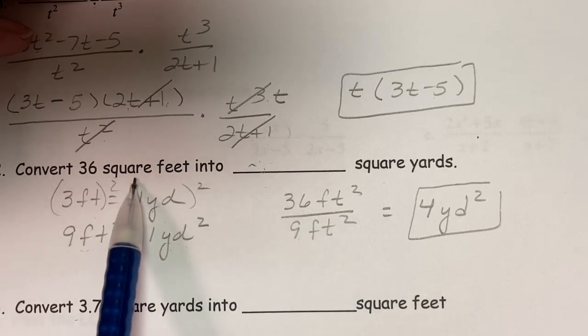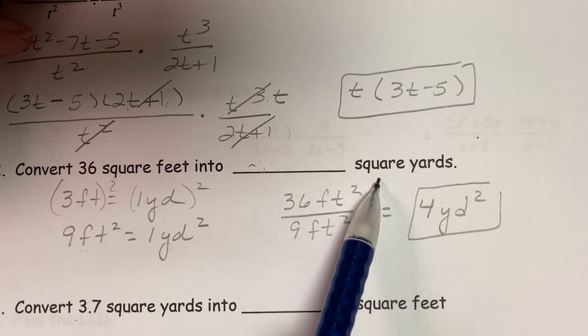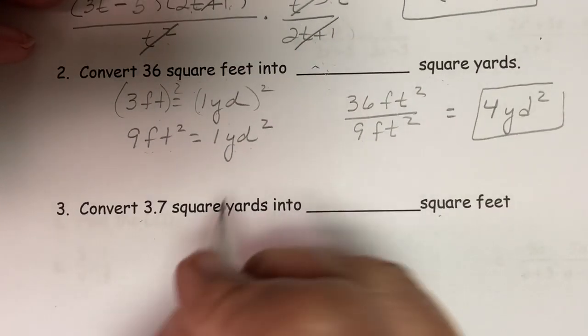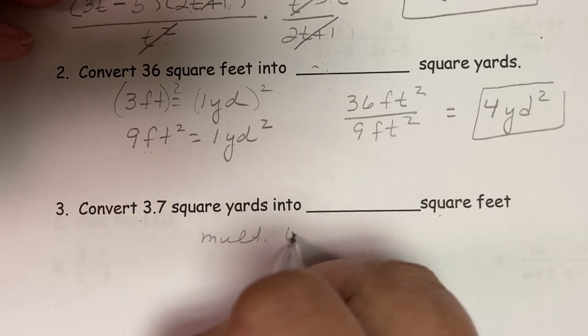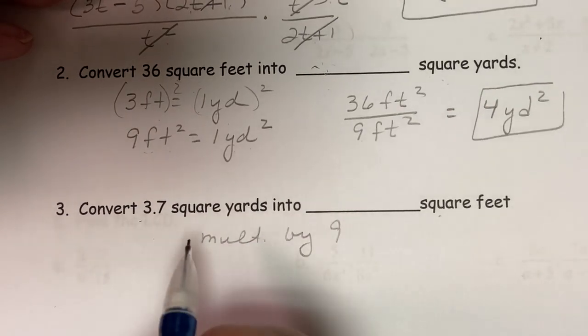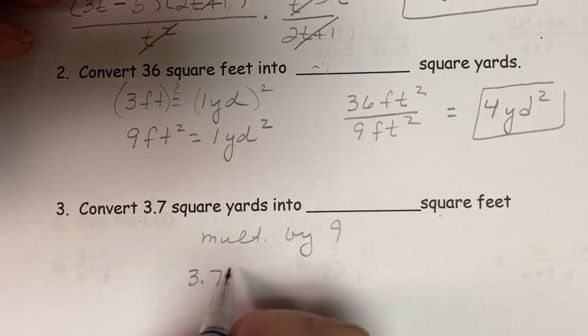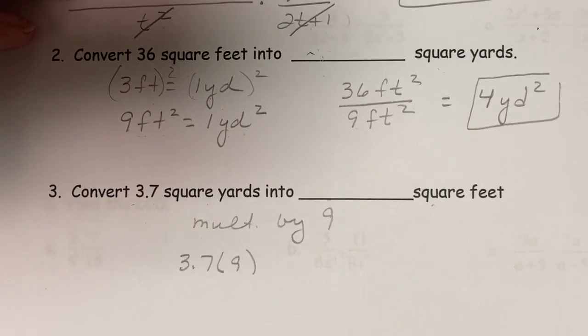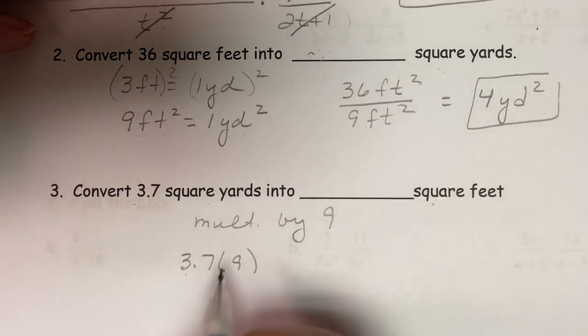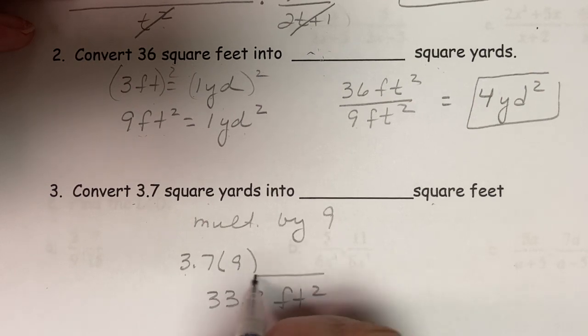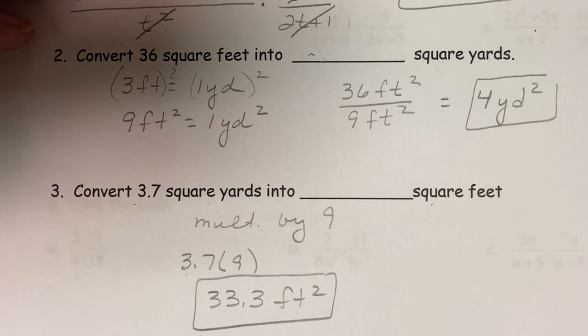So if to change square feet to square yards, you divide by 9, how do you think you change square yards into square feet? Go the opposite way? Does it make sense that you would multiply by 9? So if I want to change 3.7 square yards into feet, I would simply take 3.7 and multiply it by 9. So 3.7 square yards would be 33.3 square feet.